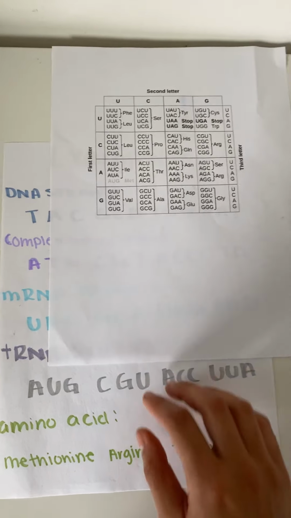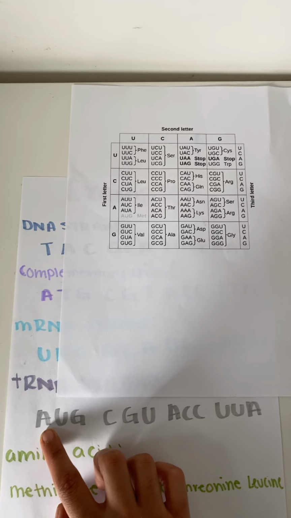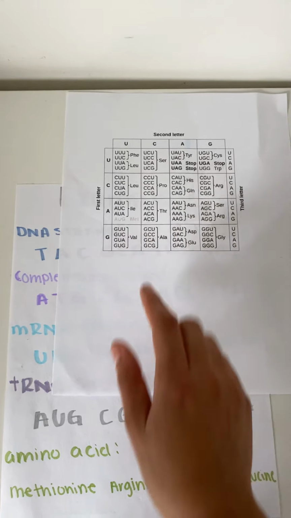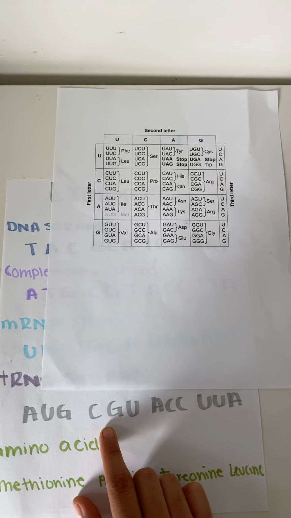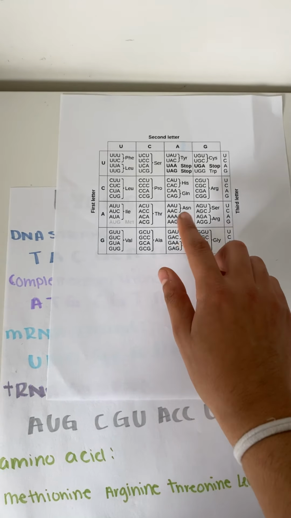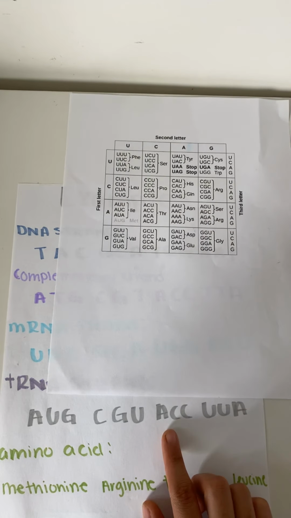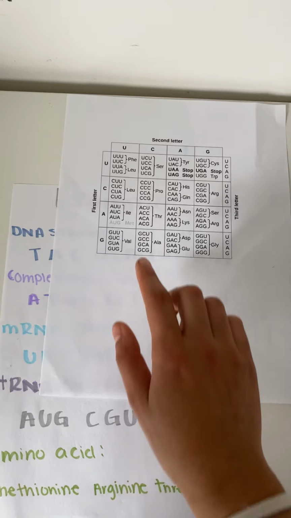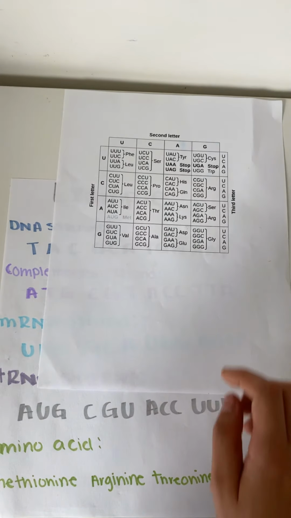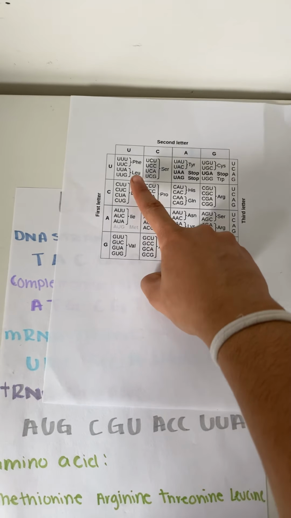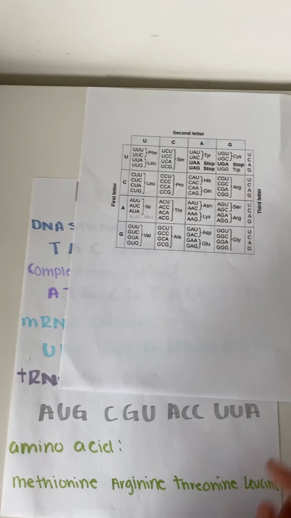And we'll use the first codon, which is AUG, which we can find here with this methionine. Then we have CGU, which we can find right over here, arginine. ACC, which is right here, threonine, and then UUA, which is going to be up here, which is leucine.